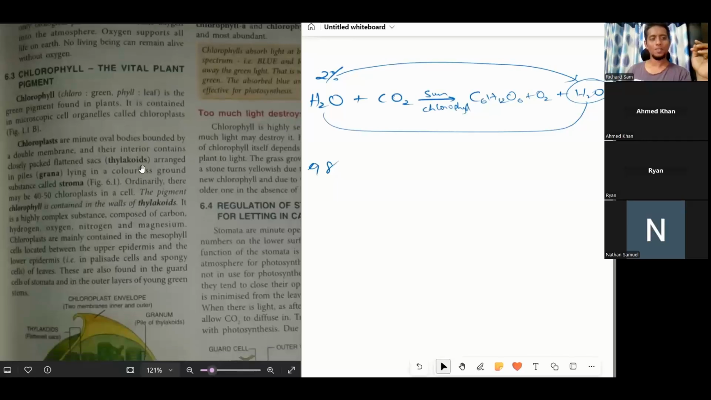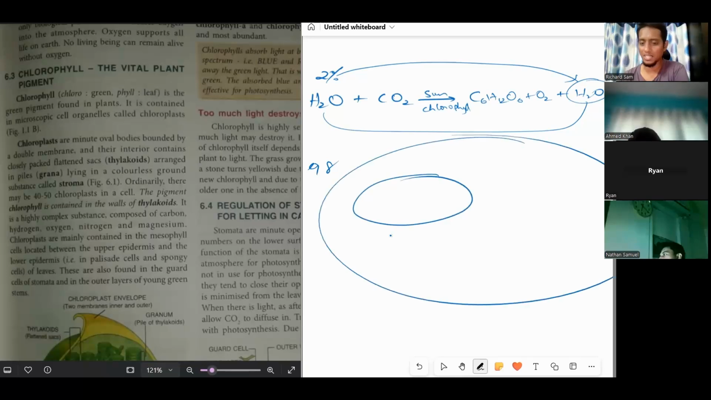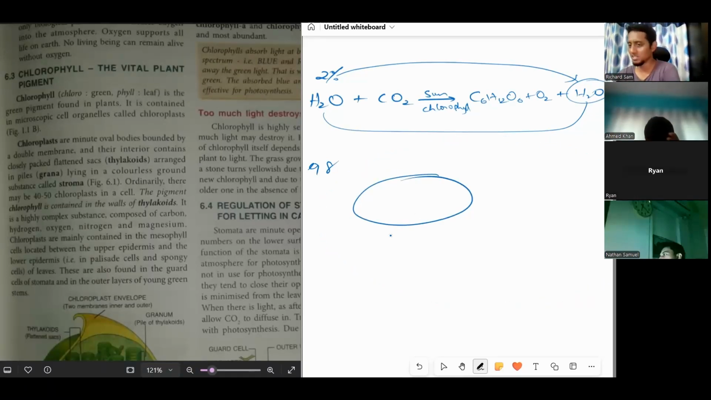Okay. Where is this thylakoids? See, there is something called plastids. This plastid is inside the cell. Inside the cell, there are plastids, and there are three types of plastids. What are the three types of plastids? Chloroplast, chromoplast, and leucoplast. Now, one of the plastids is chloroplast. That chloroplast has the green pigment.